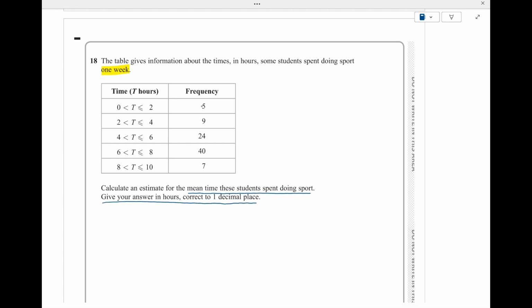Right, so these 5 students here, how long did they spend doing sport? Well, I hope you remember we take the midpoint. We say that they each spent 1 hour doing sport. So that gives me 5 times 1 is 5. So what we're going to do is we're going to take the midpoints. There they are. And then we're going to multiply across. Find the midpoint, multiply, add, and divide.